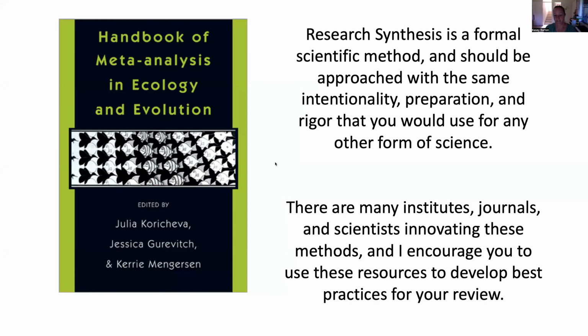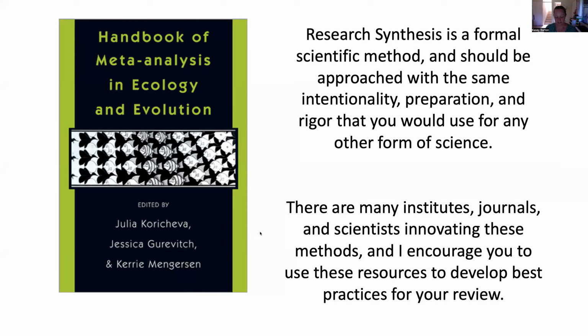So because this is its own field, there's a ton of literature out there. And it's great. So much of it now is in ecology and evolution. I find this all to be super helpful. So this is a great book that came out several years ago now by Yulia Kuricheva, Jessica Gurevich, and Carrie Mengerson. And this is an edited volume, so it includes chapters by lots of folks. And it's a really great resource if you're doing meta-analysis in particular. I highly recommend this. But you can also find lots of great literature just in journals.